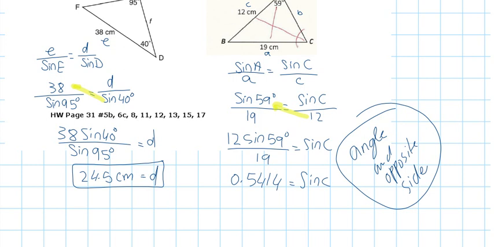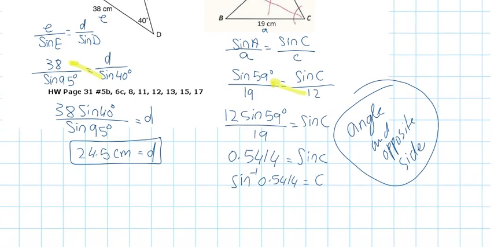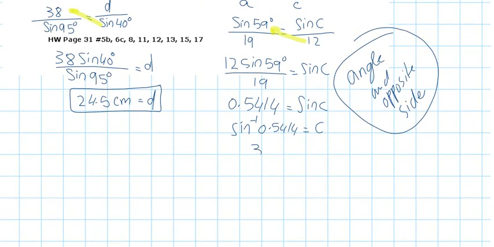So if I'm looking for the angle, what do I have to do? What's the extra step I have to do? The inverse. Which is 30. I'll get back to this page in 1 second.